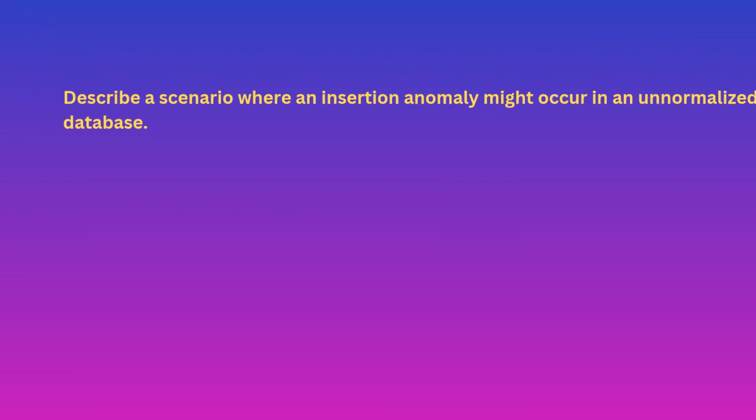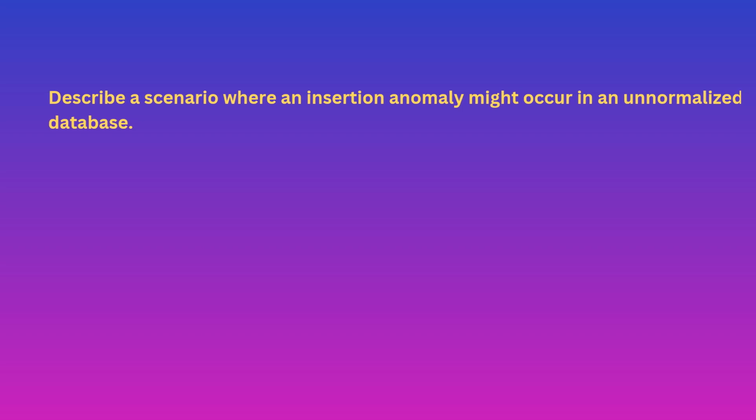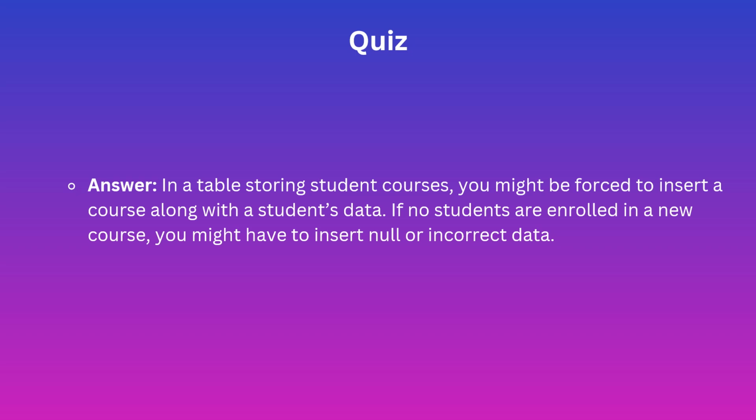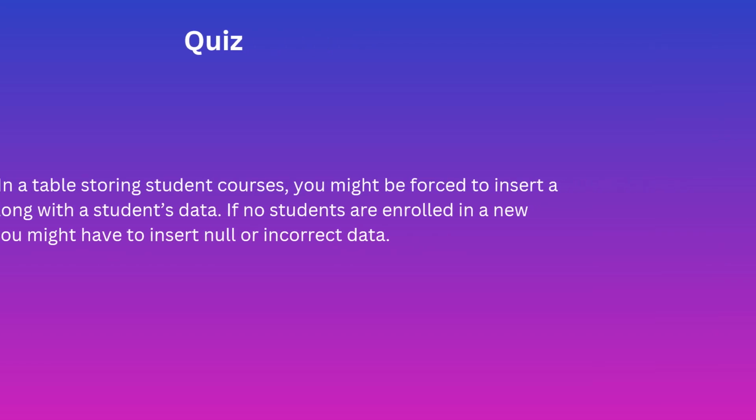Describe a scenario where an insertion anomaly might occur in an unnormalized database. The answer is, in a table storing student courses, you might be forced to insert a course along with a student's data. If no students are enrolled in a new course, you might have to insert null or incorrect data.